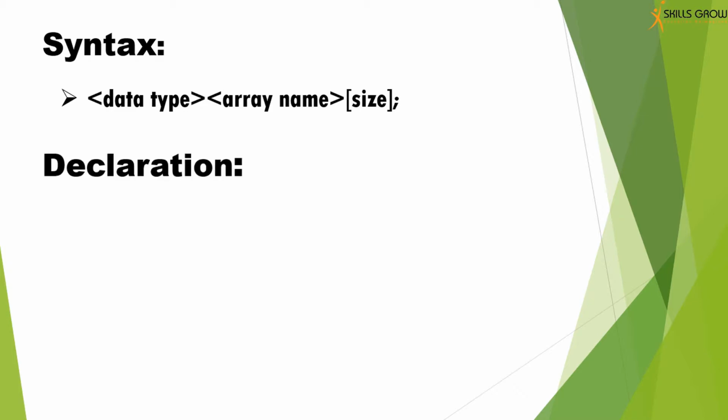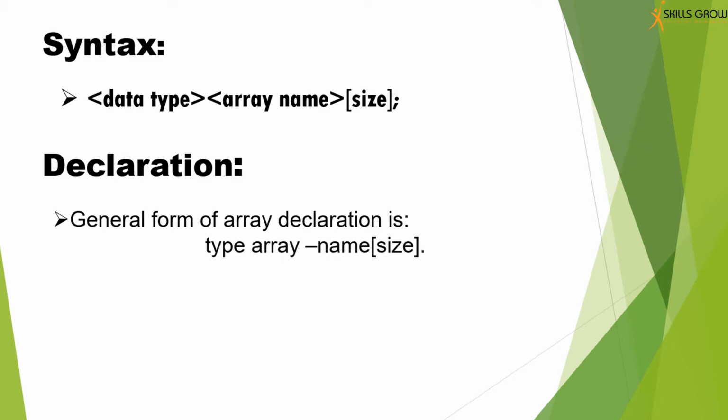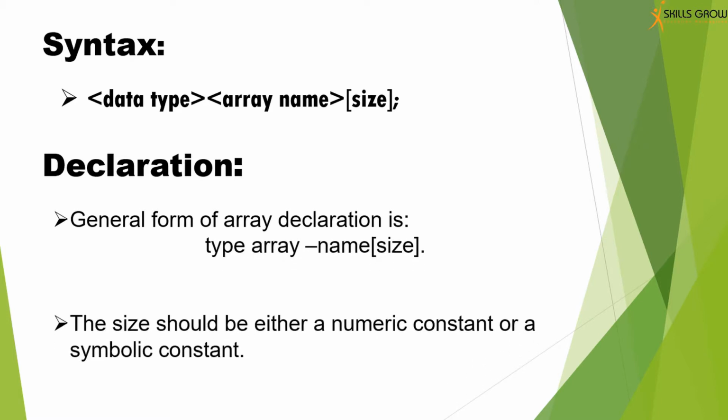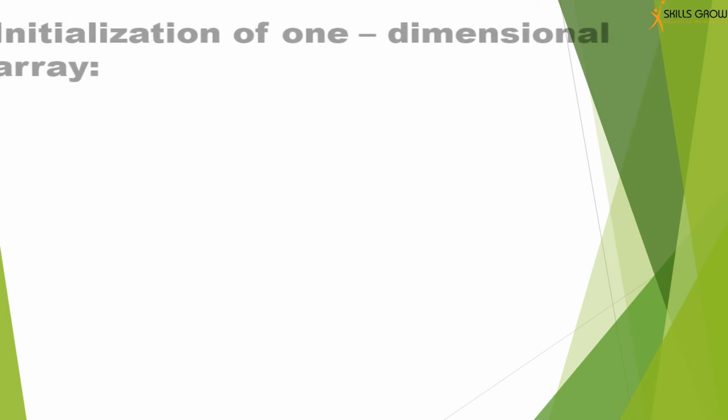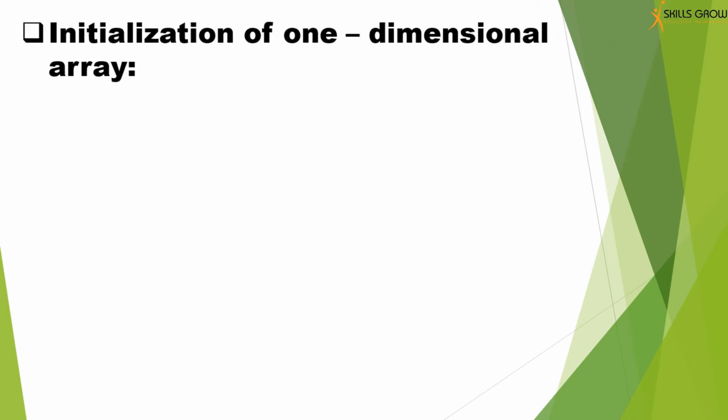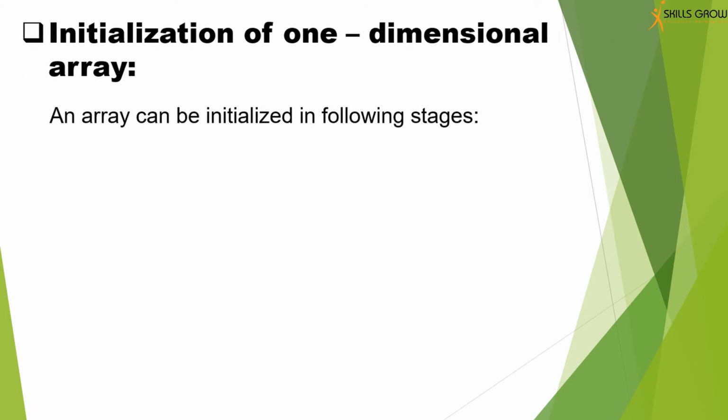Declaration of array. It is the general form of declaring an array. And here the size should be a numeric constant or a symbolic constant. Initialization of one-dimensional array. A one-dimensional array can be initialized at two stages. They are at compile time and at runtime.